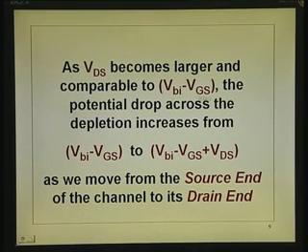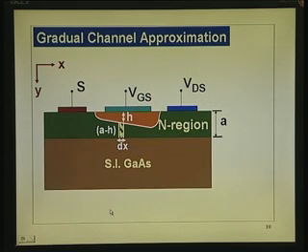As VDS becomes larger and comparable to VBI minus VGS, the potential drop across the depletion layer increases from VBI minus VGS to VBI minus VGS plus VDS, as we move from the source end of the channel to its drain end. Let us see what is the meaning of that. At the source end, what we are telling is, you cannot neglect this drop compared to the depletion layer voltage drop.